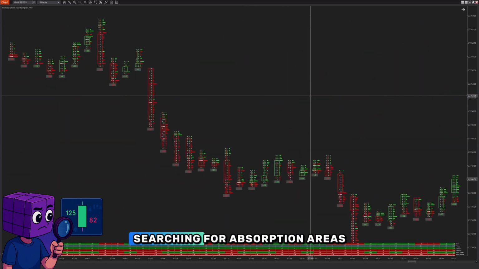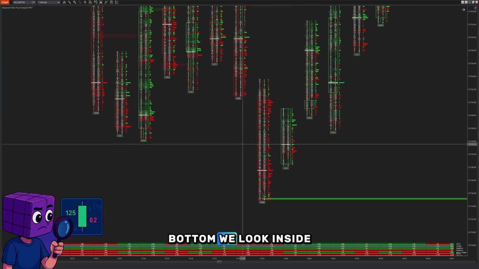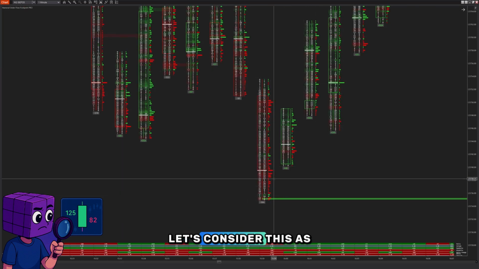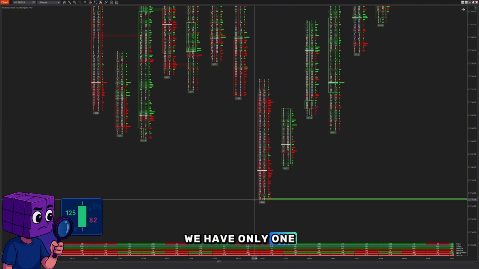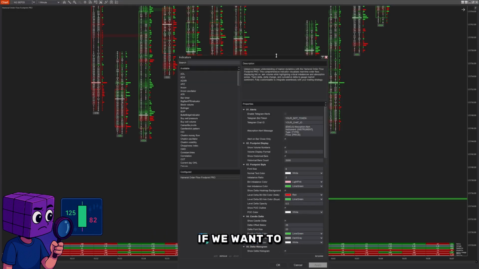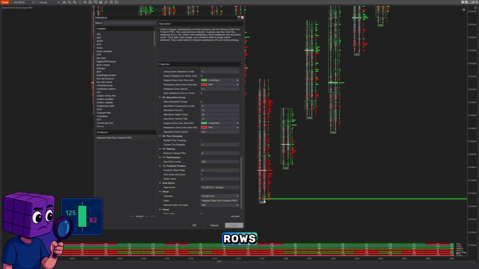The first step when searching for absorption areas is to check how the price reacted at the top and bottom. We look inside the candle and try to adjust the settings to show absorption. Let's consider this as a bottom. Looking inside the candle, what do we observe? We have only 1 row of absorption and the minimum contracts are 11. So in our settings, if we want to see absorption of this level, we can set it to 1 or 2 rows. Here we have 2 rows because here it's also more than 70% absorption. 24 at bid, 2 at ask. That's more than 70%. So we can set more filters to avoid little candles.